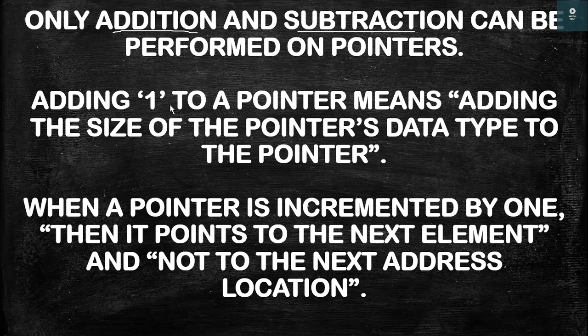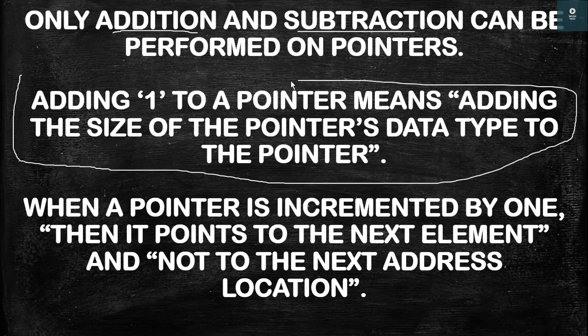Second thing is adding. Now this is important because most of the questions are based on this point only. Now adding 1 to a pointer means adding the size of the pointer's data type to the pointer. Okay, so what this means is, suppose you have an integer pointer, then adding 1 to the pointer means you are adding 2 to the pointer. Why? Because size of integer is 2. And in the same way, suppose you have a float pointer, then adding 1 to the pointer means adding 4 to the pointer. Why? Because size of float is 4. We'll see this in example. I have example in the next slide.